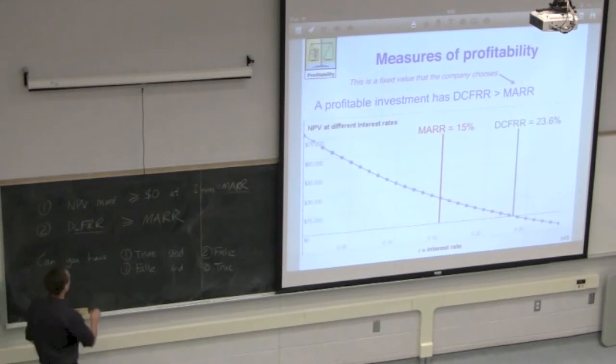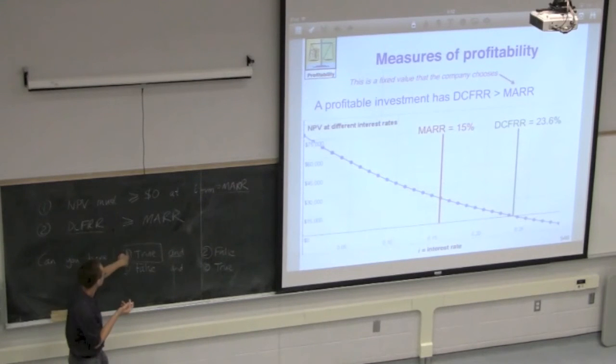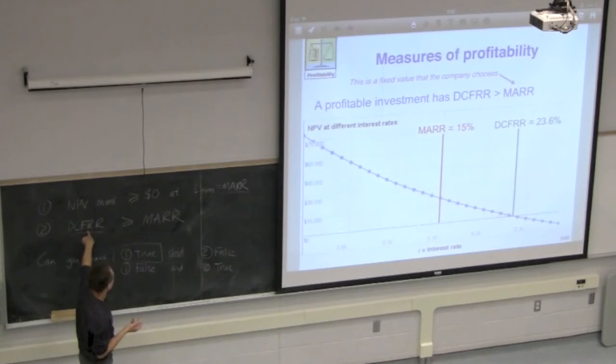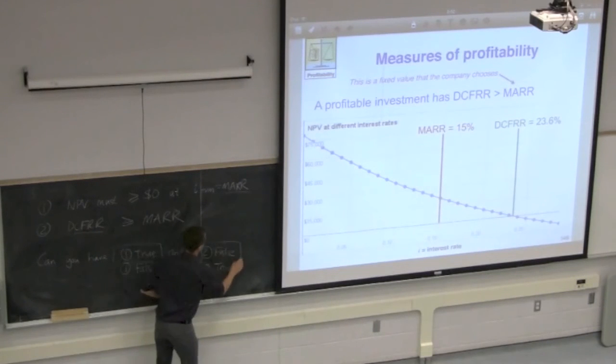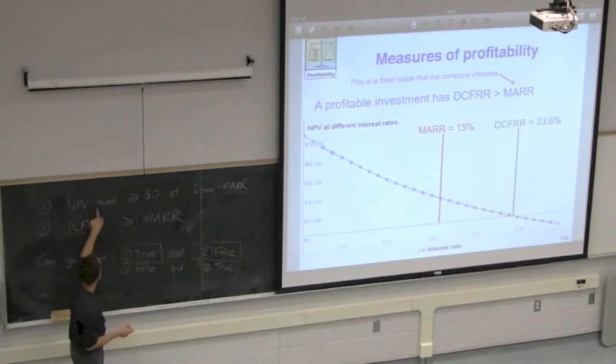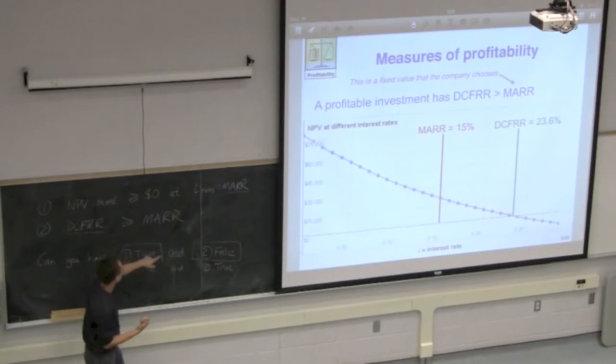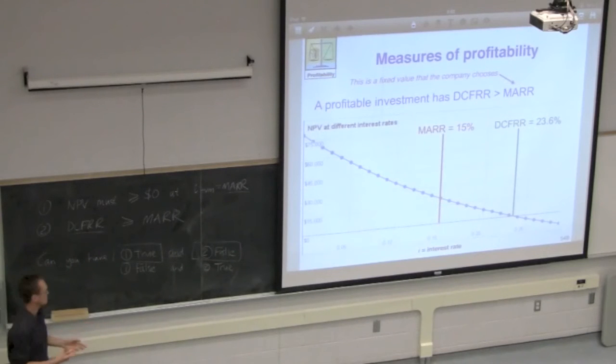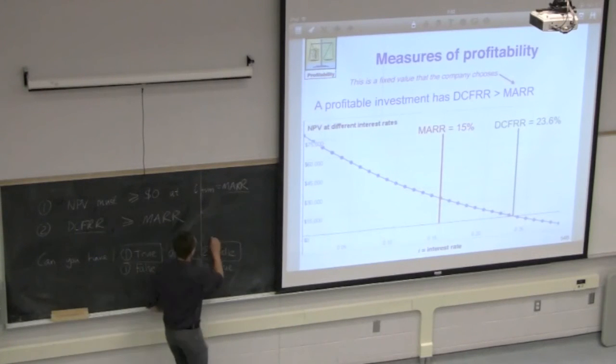Okay, so one true, actually that's what we just discussed. I realized I switched one and two around. So have NPV positive and DCFRR smaller than MARR. That's what that implies. So one is true, NPV is positive, and if two is false, the other way of saying that is that MARR is smaller than DCFRR, you cannot have that situation. So this does not exist.